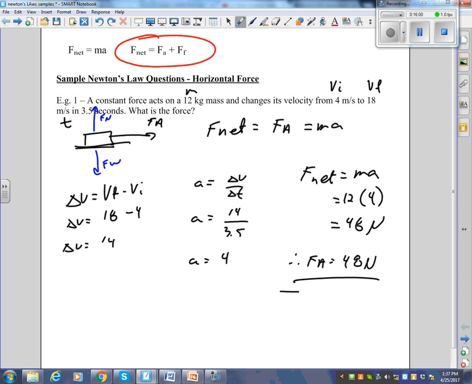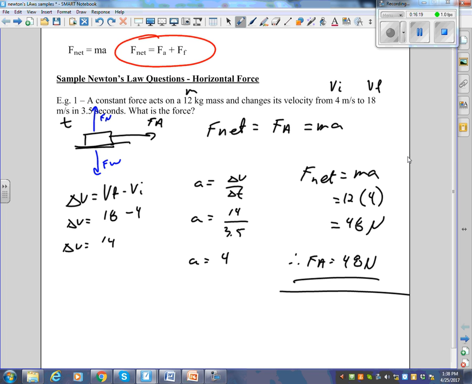What if there was a friction? Oh, we're going to get to those right away. Because there's no friction, the net force is the applied force. So you only had to find the acceleration and put it into the other force. Yep. So F equals 48.